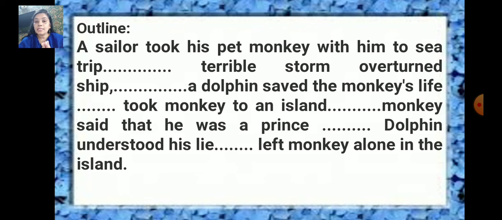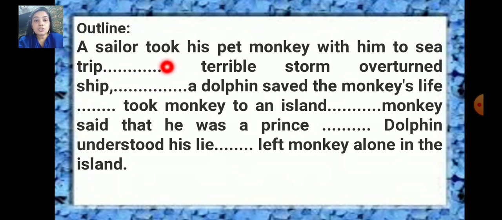So in your exam, whenever you have a story outline, the first thing is you have to read the outline once, twice or thrice and understand what the outline is about, what the story is about. You can make out just by reading the outline of the story. So let us read this outline.